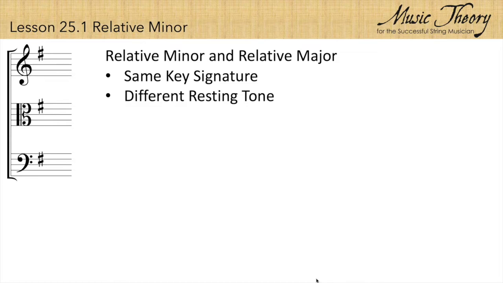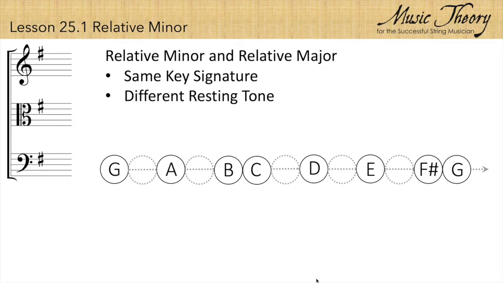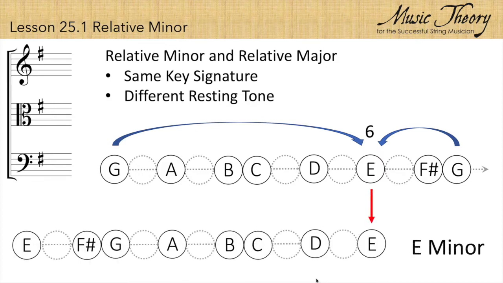The major scale with one sharp is the G major scale. If you go up to the sixth scale degree, or you can go down a minor third from the major resting tone to get to the same place, you'll see that the relative minor of G major is E minor. Notice again how they share the same notes, including the F sharp, but they have a different resting tone. E minor melodies will come to rest on the note E, and not G.